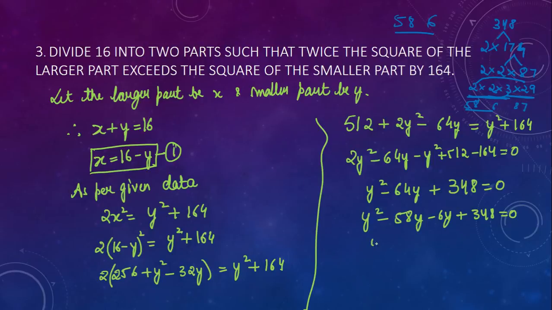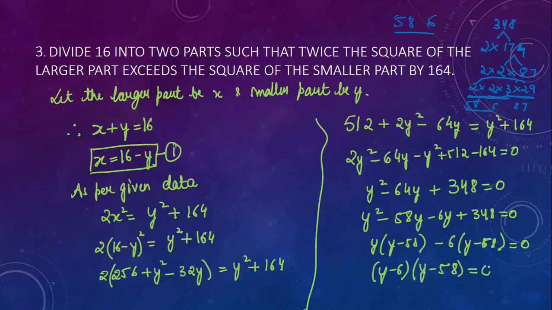So now here take y common, you get y minus 58. Minus, take 6 common, you get y minus 58. This value is equal to 0. So here you get y minus 6 into y minus 58 is equal to 0. Therefore, what can you conclude here? You can conclude that y is equal to 6 only.